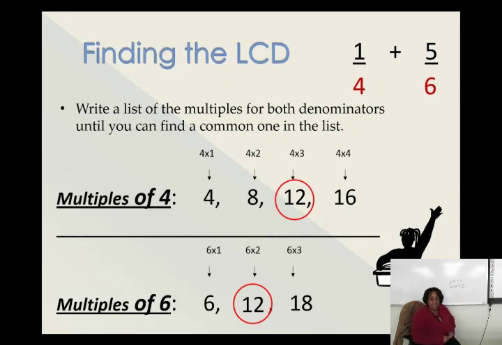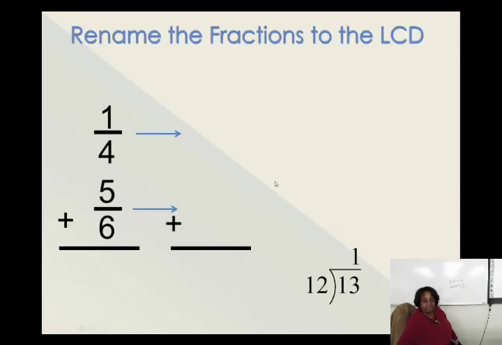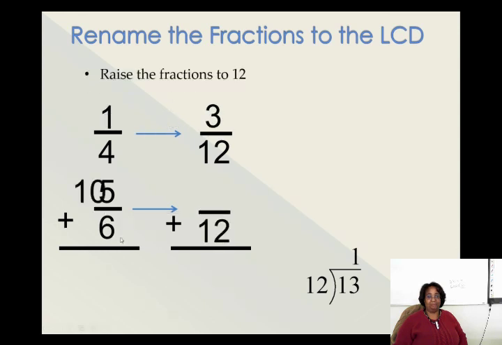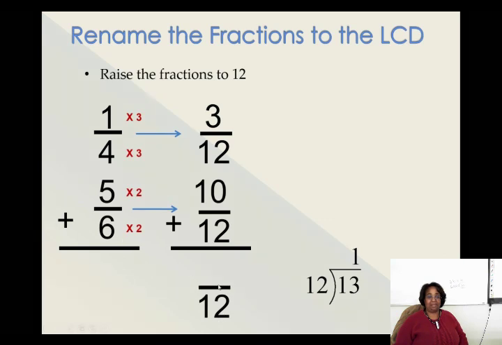Now, I'm going to go ahead and raise these fractions to 12. For the top fraction, I'm going to be multiplying both the numerator and denominator by 3 to get 12 on the bottom. And for the second fraction, I'm going to be multiplying by 2 to get 12 on the bottom. So I raise these fractions to 12. Then I write 12 down as my common denominator because now it is. And I add the numerators. And when I divide 12 into 13, I'm going to get 1 and 1/12. So that's all the steps.